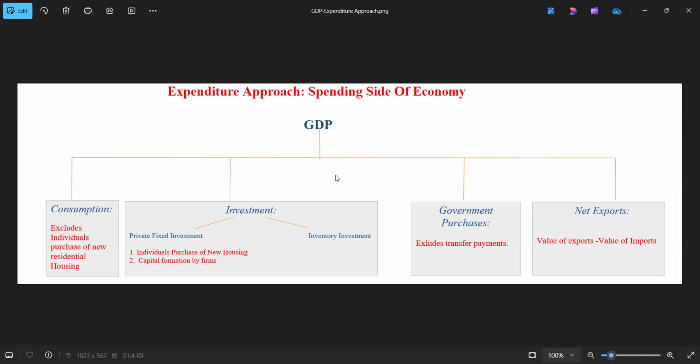But we need to subtract imports as well, because when we talk about consumption, this consumption would include consumption of domestic goods plus consumption of imported goods. Similarly, when we talk about investment, this will be related to investment in domestic output and investment in imported items. Then similarly, government purchases would also include government purchases of domestic output and government purchases of imported items. So that's why in net exports, we need to subtract the value of imports to make sure that we are only taking into account domestic expenditure. So these are the four components of GDP based on the expenditure approach.